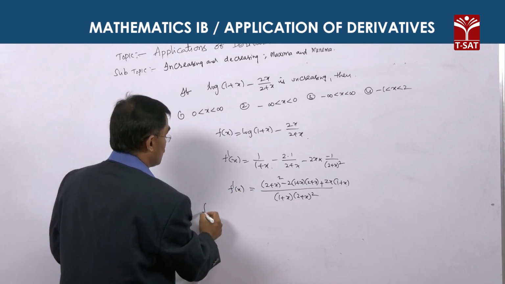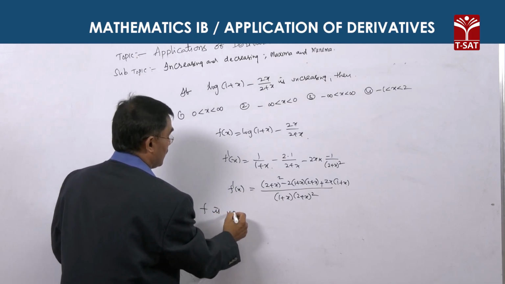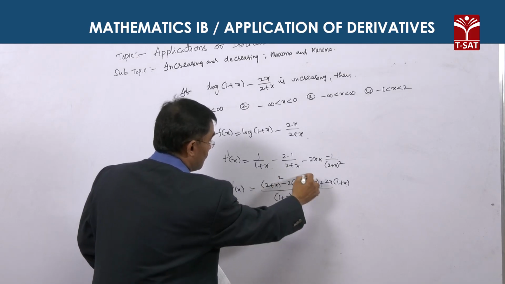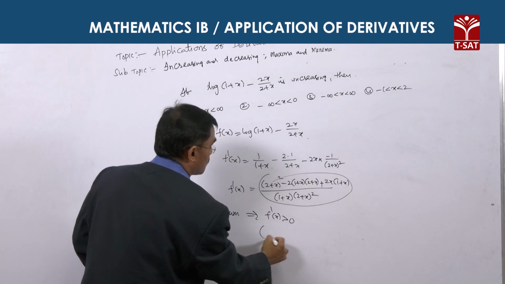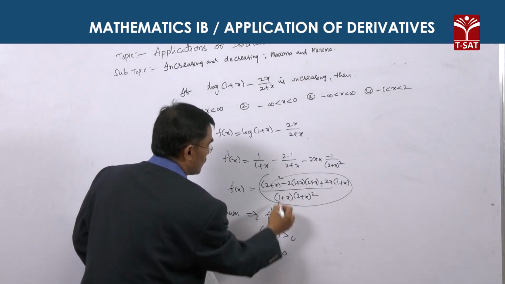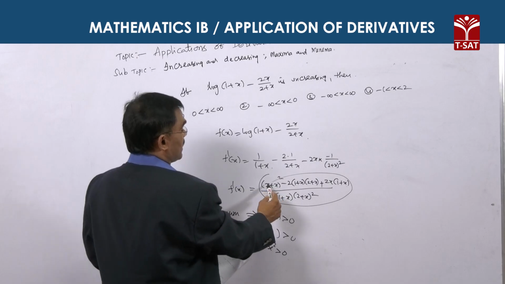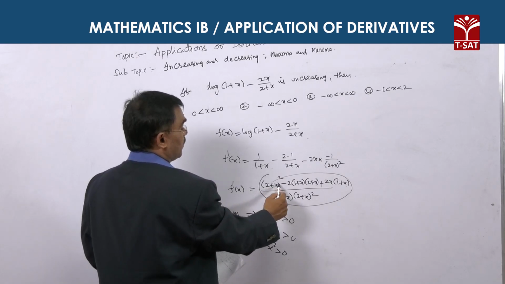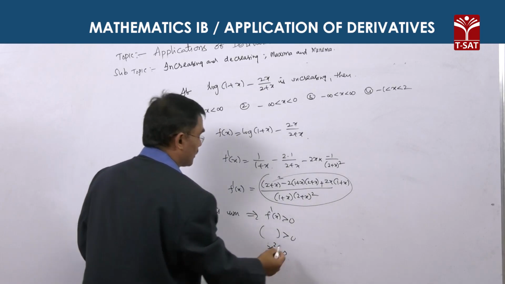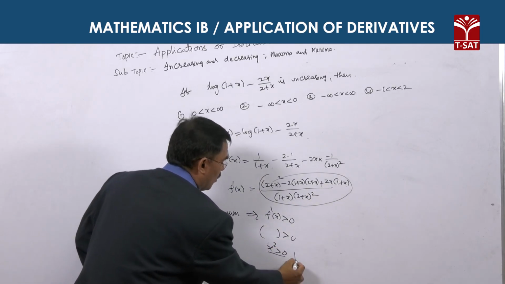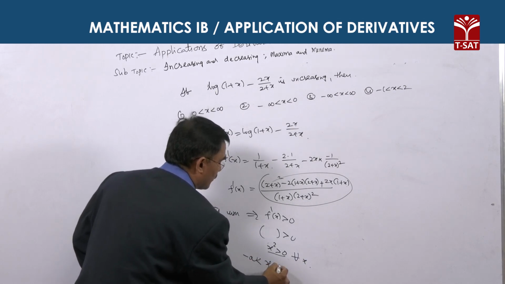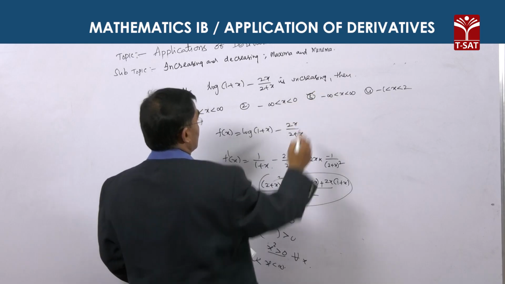But f is increasing. F is increasing implies f'(x) is positive. So after simplifying, the total expression is positive. x² is positive. Simplifying, all the other terms cancel. Multiplying out (2 + x) squared and simplifying, you get x². x² is positive for all real numbers. So x lies between minus infinity and infinity. That is, the third answer is correct.